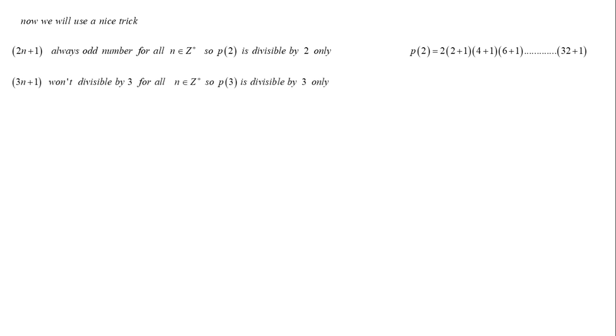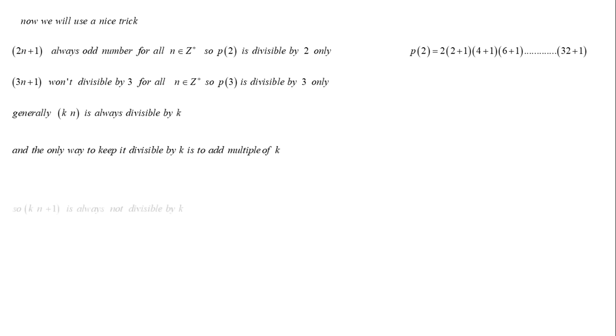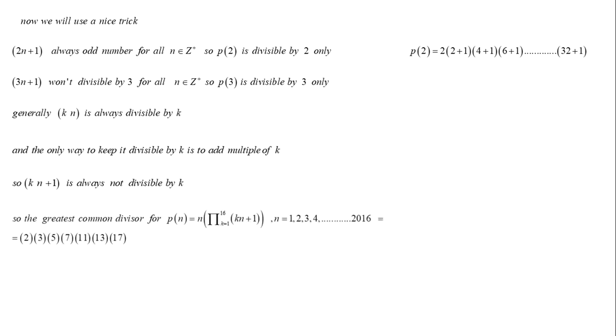The same for 3n plus 1. It is never divisible by 3 for all n belonging to the positive integers. So b3 is divisible by 3 only once. The same for all numbers from 1 to 17. Generally, kn is always divisible by k, and the only way to keep it divisible by k is to add a multiple of k. And if we add 1, just like our problem, it won't be divisible by k. So kn plus 1 is never divisible by k.